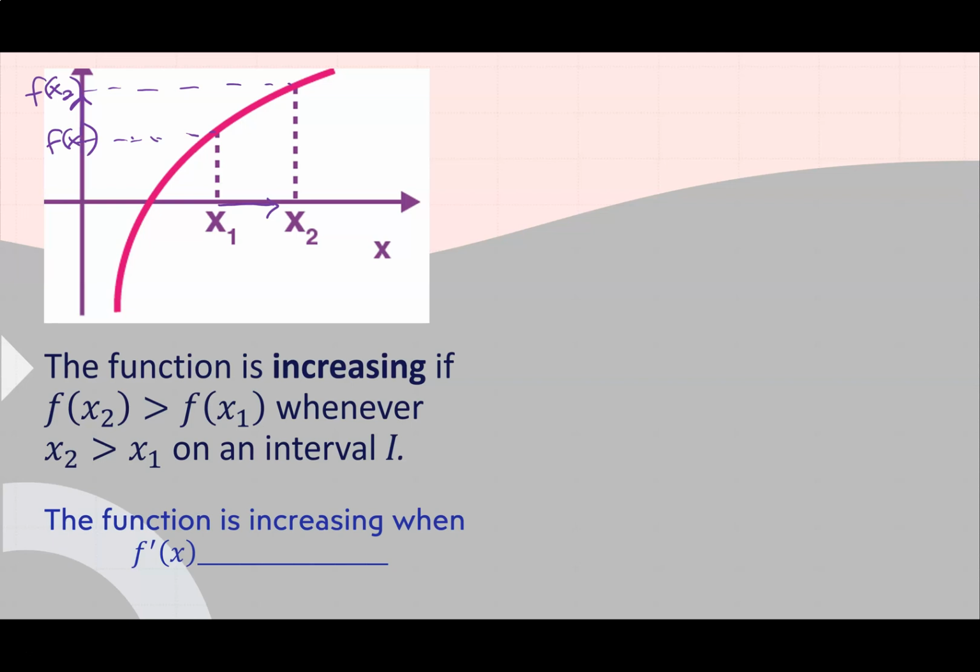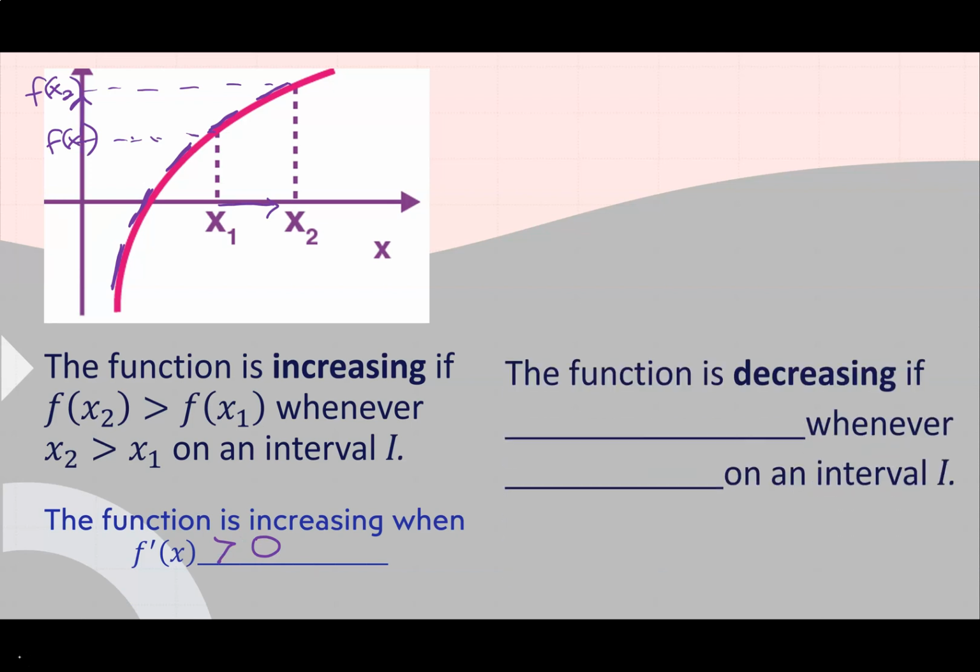Now, if we do look at the derivative of an increasing interval, let's look at the slope of those tangent lines. The slope of those tangent lines are positive, right? Going uphill. The lines are going uphill. So the function is increasing when the derivative is greater than 0. Okay.